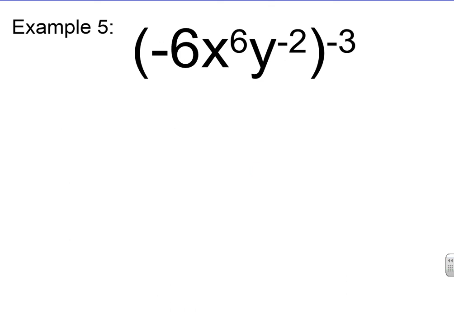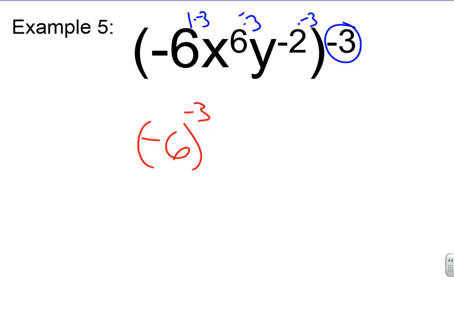All right, we're going to take a look at example 5. The only difference here, you'll notice we have a negative exponent, but the steps are still the same. This is a power of 1 times negative 3 times negative 3 times negative 3. Now I'm going to end up with negative 6 to the negative 3rd power, x to the negative 18th power, and y to the positive 6th power. And again, that's what I got from multiplying positive 1 times negative 3, positive 6 times negative 3, and negative 2 times negative 3. Now I'm going to shove my negative exponents.